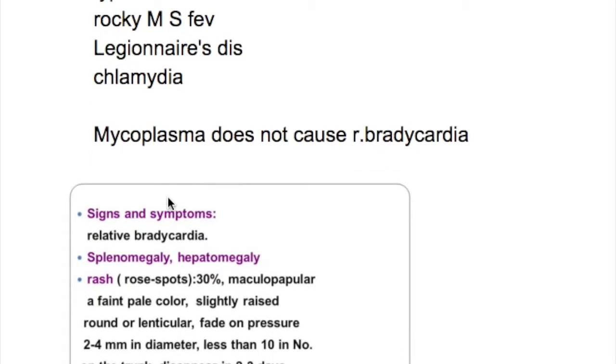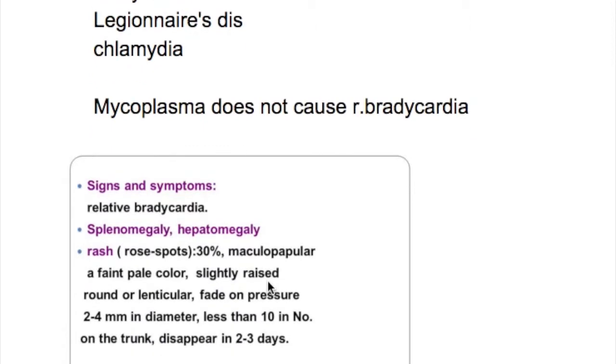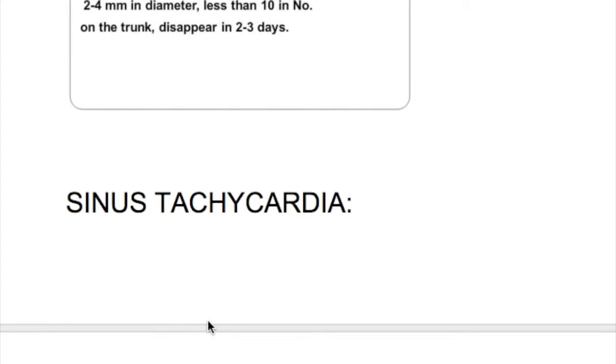What happens in typhoid fever is that there are splenomegaly and hepatomegaly. What are rose spots? It's a maculopapular rash in typhoid, and the most common site for that is on the trunk or the chest, and it disappears in 2 to 3 days.